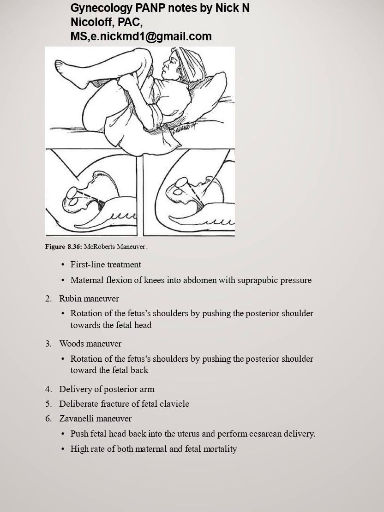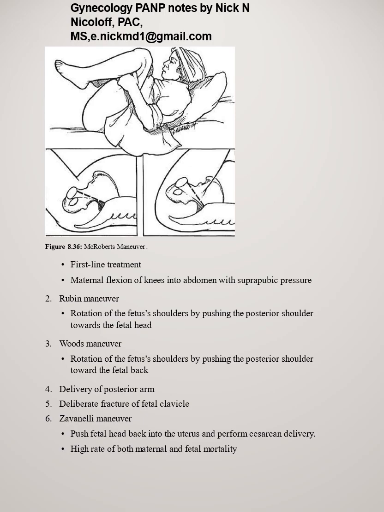This slide, number one, shows the treatment for shoulder dystocia. Number one, McRoberts maneuver. This is a first-line treatment. It means that the mother flexes the knees into the abdomen with suprapubic pressure.